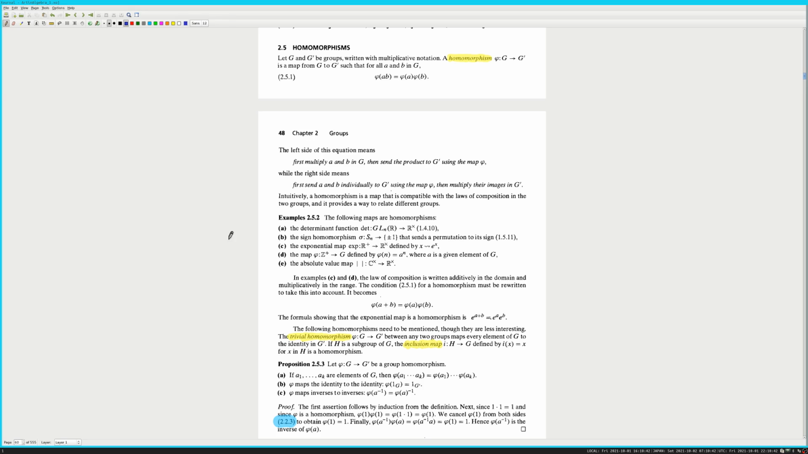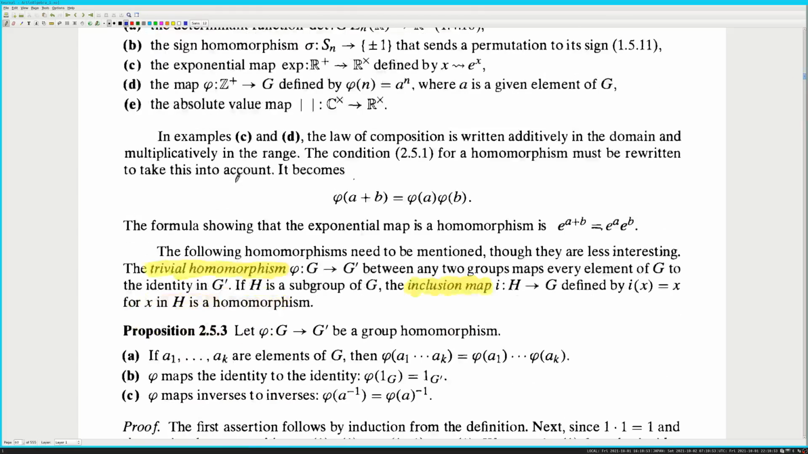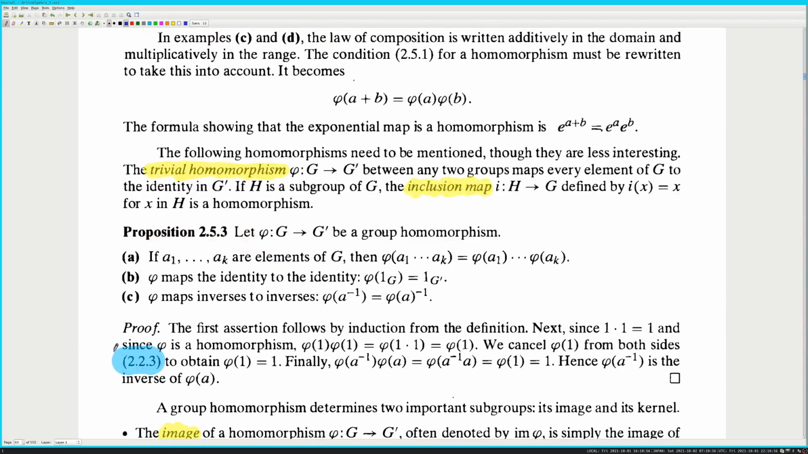That's the Group Cancellation Law, okay? This is the Group Cancellation Law. This is the logic of: if AB equals AC, then B is equal to C. That's the logic behind that.